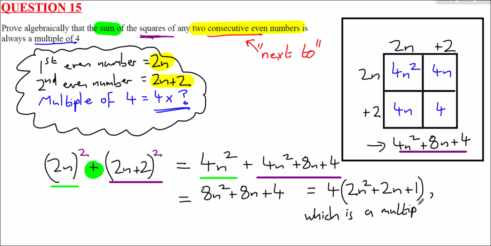And that's all we need to do to impress the examiner and to get ourselves full marks. But the overall end expression should be something like this. That's the most important thing. Then you can say, if you want to really impress, that's a multiple of 4, because a 4 is factored out on the outside.